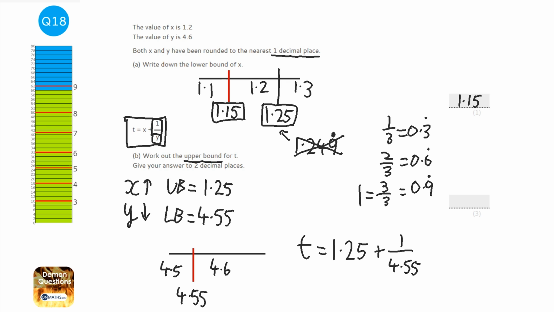So let's just do that on the calculator. 1.25 plus fraction button 1 over 4.55. And I get the answer 1.46978 and so on. It says it wants it to 2 decimal places, so it's going to be 1.47 because that 9 would round that 6 up.